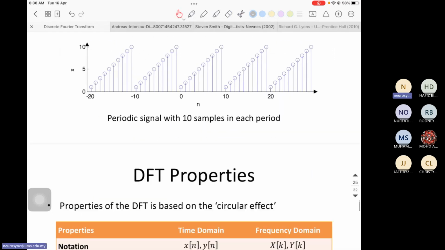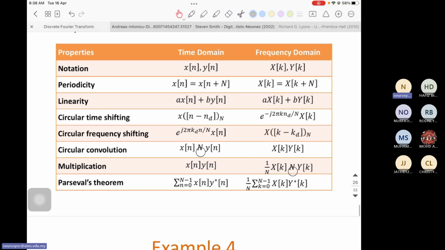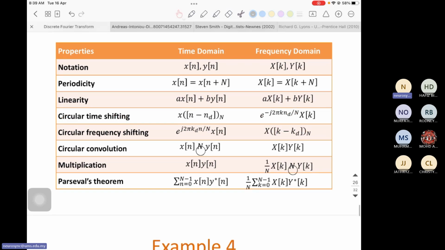Now, we have seen how the response in the frequency domain will be if there is a time shift in the time domain, or if there is a frequency shift, how the frequency domain response will be. These properties are very important: time shift, circular time shift, and circular frequency shift. There is one more very important property, that is circular convolution.